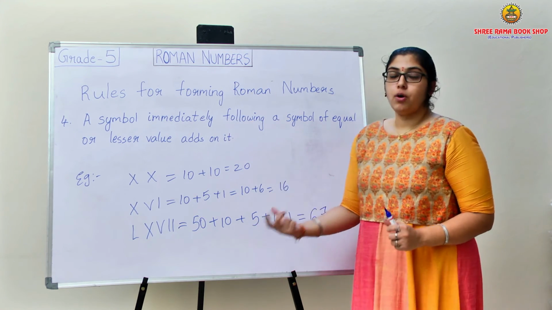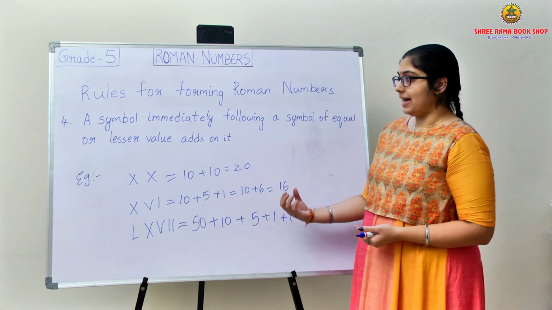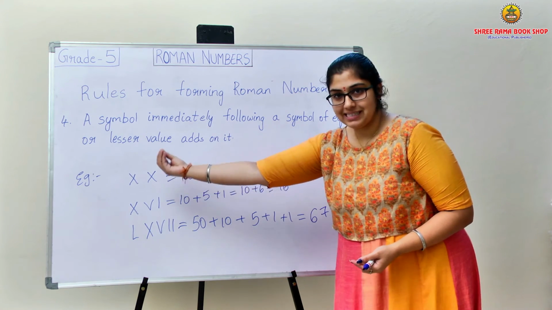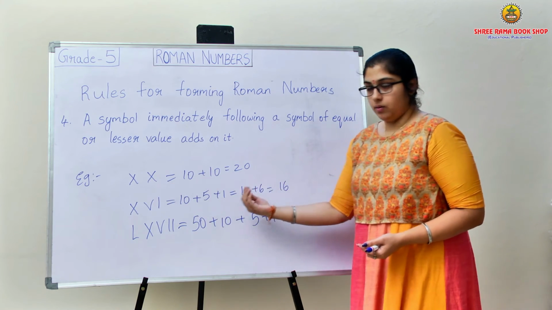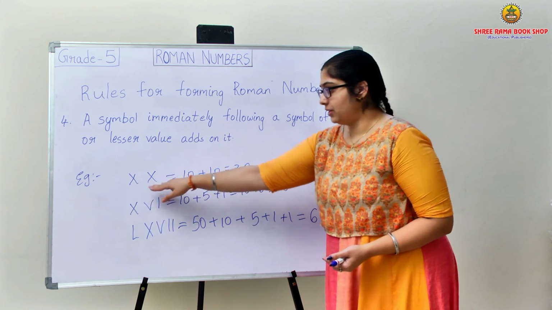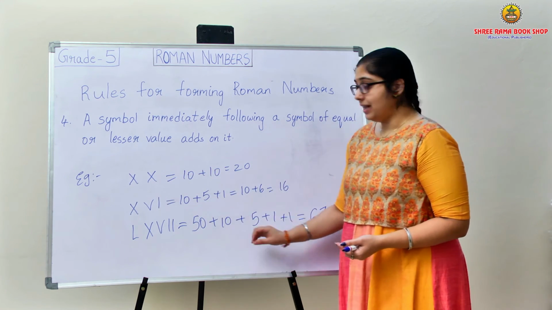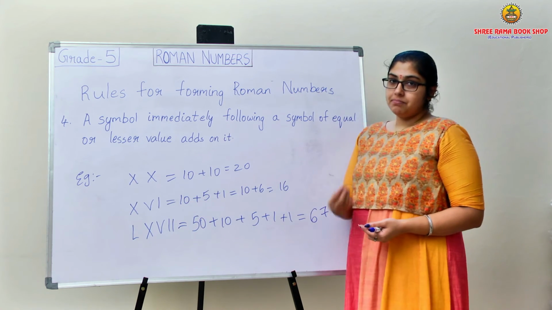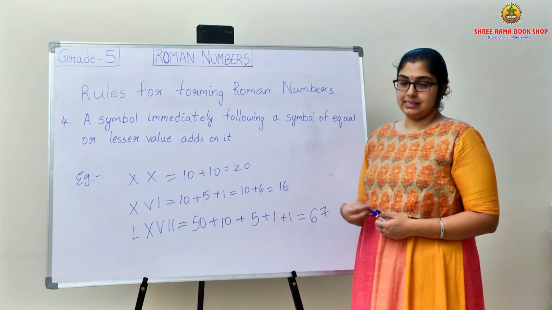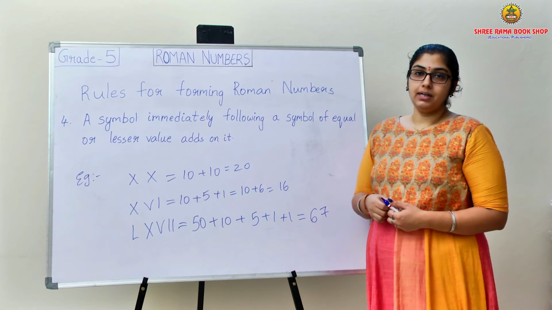In simpler form, if I want to say, I can say that after the first symbol, whatever the values are there, I need to add them, and these symbols should be equal symbols or lesser value symbols. Now we will proceed to rule number 5.